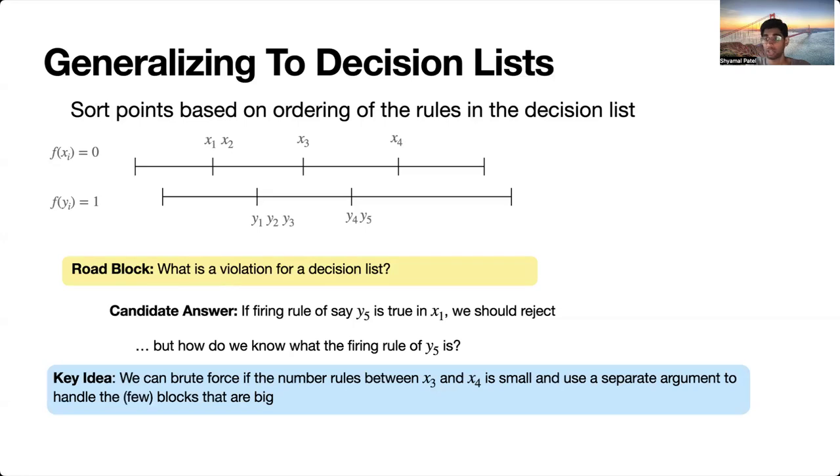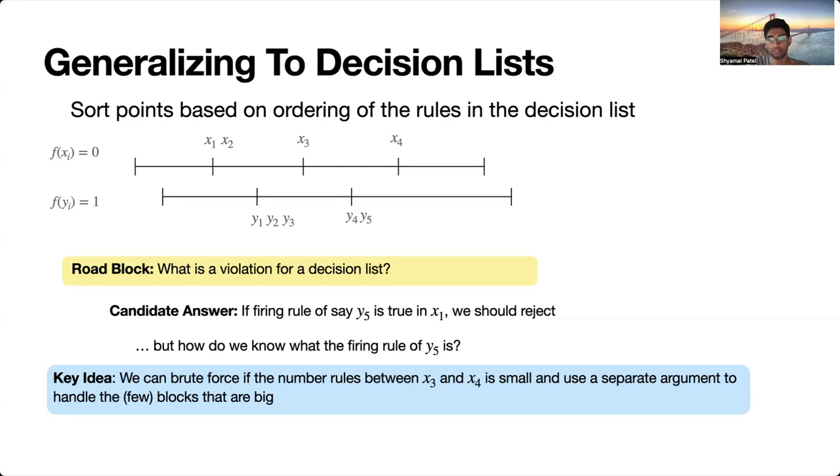For instance, if you look at a conjunction itself, there'll only be two blocks or something, and they'll have omega of n length. And so even if we truly had a decision list, we can't rule out the existence of big blocks. But it turns out that we can use a separate argument to handle the case of big blocks. The key insight there is that if you're telling me that there are many rules that lie in between x3 and x4, then there can't be many blocks that have this, just by a counting argument.